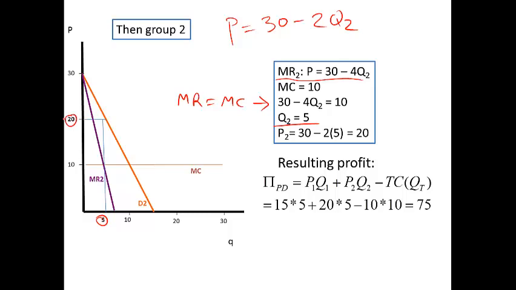Now what's the resulting overall profit? So this pi PD is profit with price discrimination. It's price in segment 1 times quantity in segment 1 plus price in segment 2 times quantity in segment 2 minus the total cost of the quantity QT. So what is that in this context? Well, it was 15 times 5 plus 20 times 5 minus total cost, which is just 10 times 10 because this was a cost function that had no fixed costs, just marginal costs. And we find that the answer is 75. So profit selling into these two segments, when we can differentiate them or segment them into these two groups, is 75.